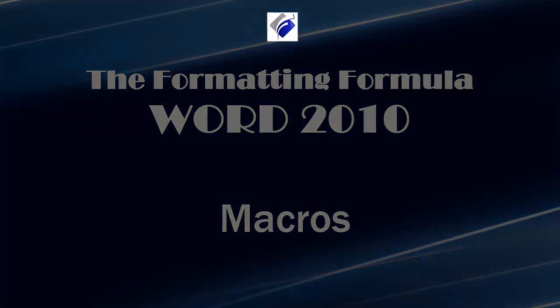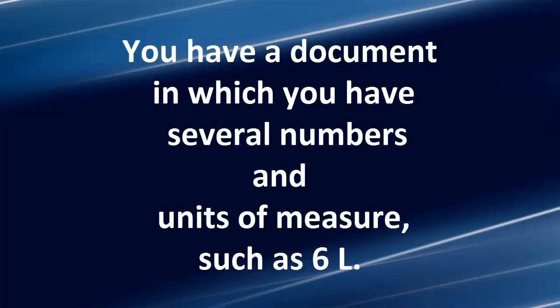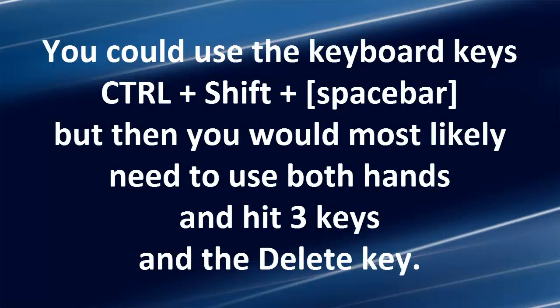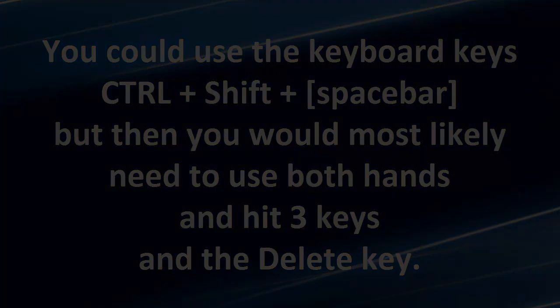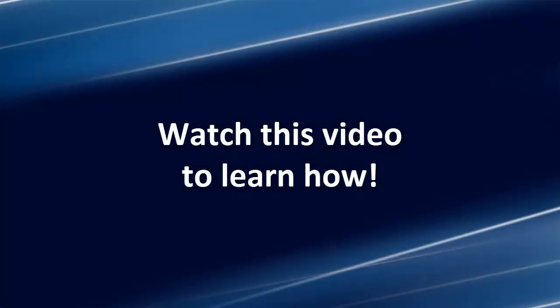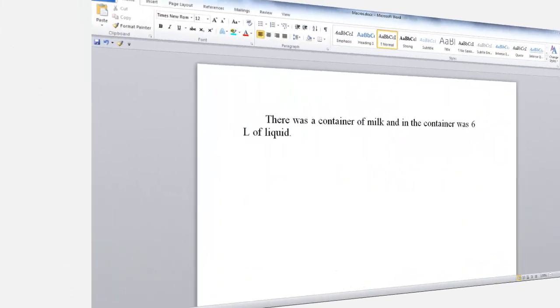Here's the scenario. You have a document in which you have several numbers and units of measure, such as 6 liters. And you don't want the number and the unit to be separated at the end of a line. You could use the keyboard keys, Control-Shift Spacebar, but then you would most likely need to use both hands and hit 3 keys and the delete key. So you would like to create a macro that can do this for you with a click of a mouse. Watch this video to learn how.